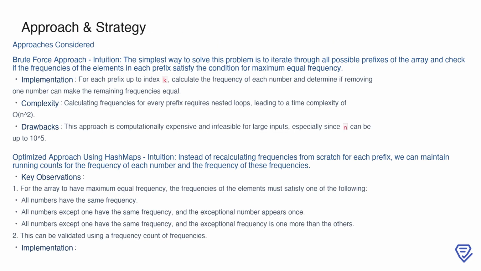To solve the maximum equal frequency problem, we first consider a brute force approach. The intuition here is straightforward. For each prefix of the array, we calculate the frequency of each number and check if removing just one number would make the remaining frequencies equal. While this approach is conceptually simple, its implementation involves iterating through all possible prefixes and recalculating the frequencies for each one. This results in nested loops, making the time complexity O(n squared). Given that the input size can go up to 10 to the power of 5, this becomes computationally expensive and impractical for large inputs. Hence, while this method provides a baseline, it is not suitable for solving the problem efficiently.